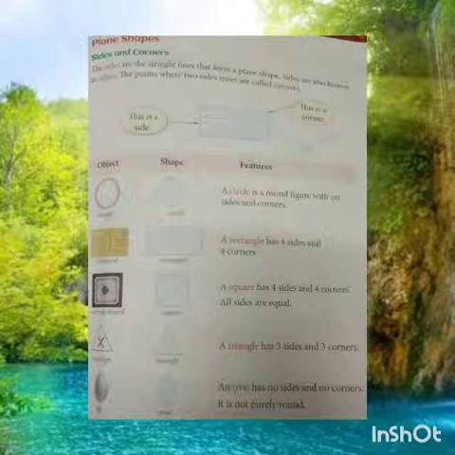See, there are 4 sides. 1 left side, in the top 2, right side 3, and in the bottom 4. So there are 4 sides, and the places where the sides join are called corners. Understood, children? Here in the square you can see 4 equal sides.